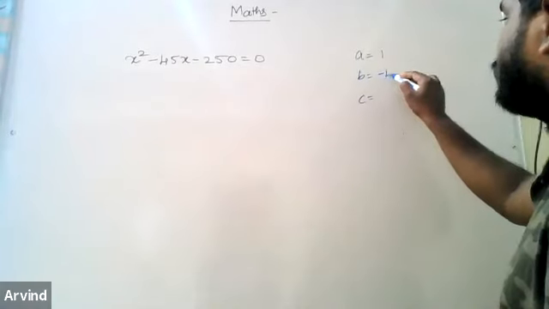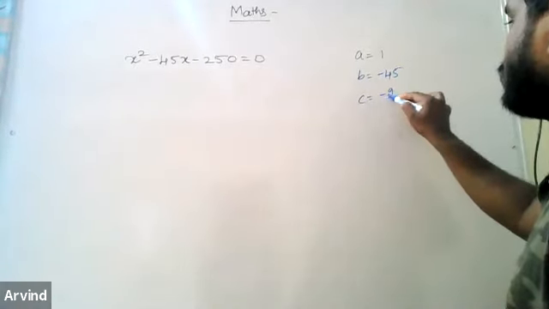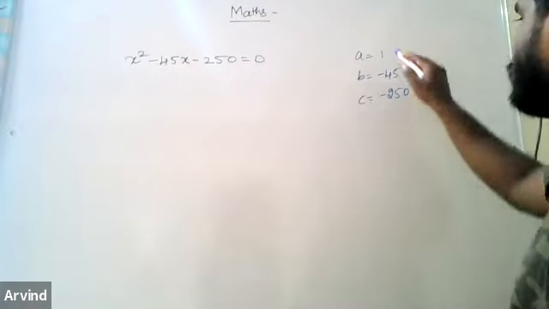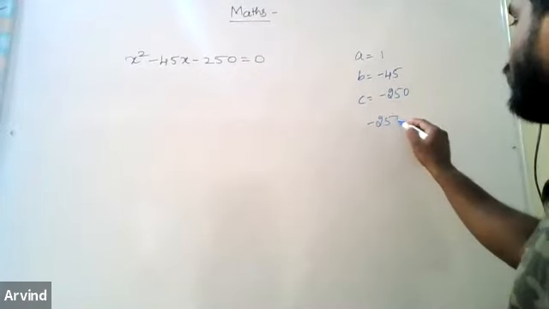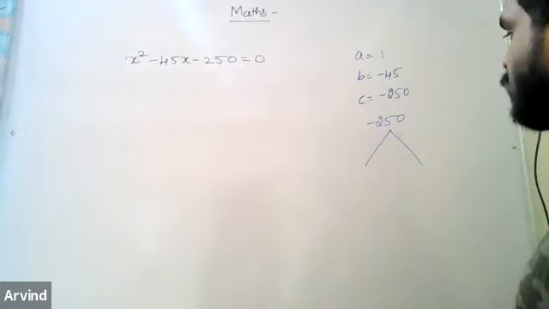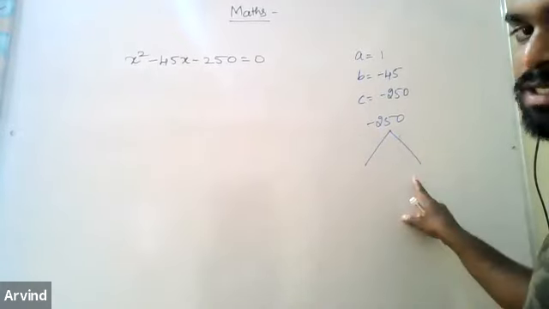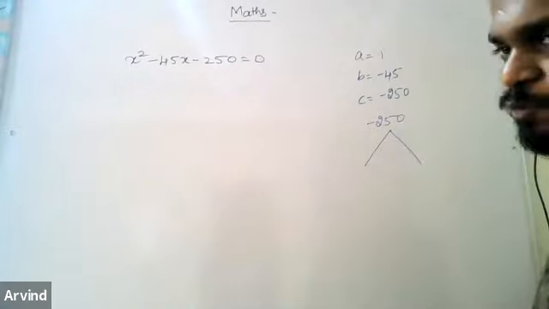Fine. B is minus 45 and C is minus 250. Excellent. So you have to multiply A into C. 1 into minus 250 is minus 250. Now what you have to do is find two numbers in such a way that if you multiply, you should get 250.